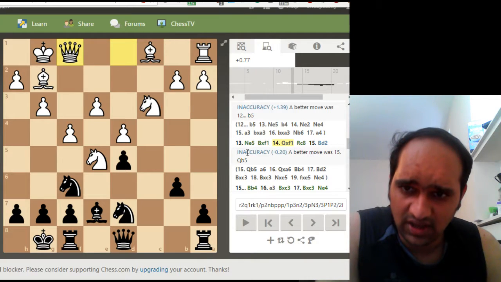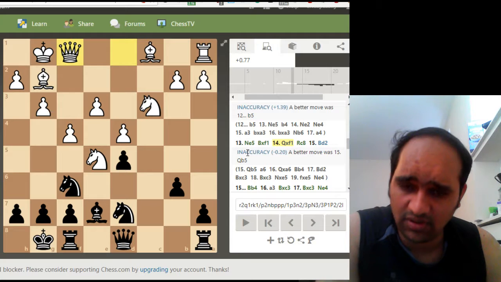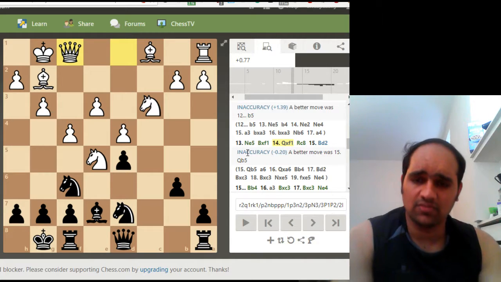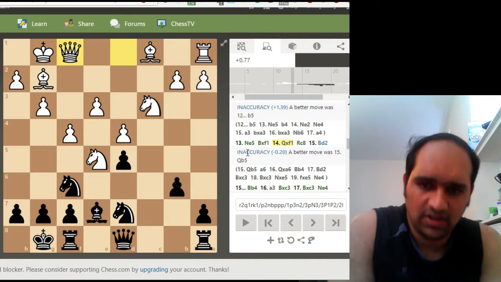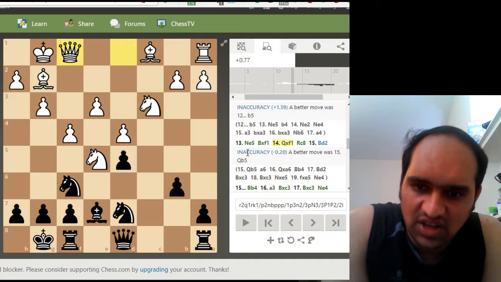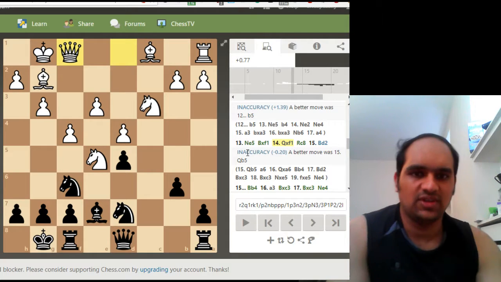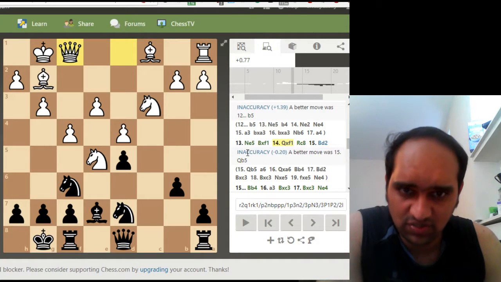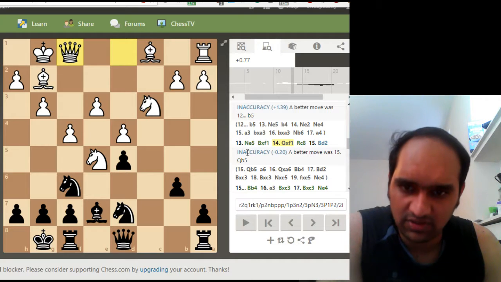So at this moment I think I am up by a pawn, and I am trying to make plans to keep the game in such a way that I could keep the extra pawn, but the computer evaluation says that it's plus 0.77, which means that white's favorable even though he's down an exchanged piece.